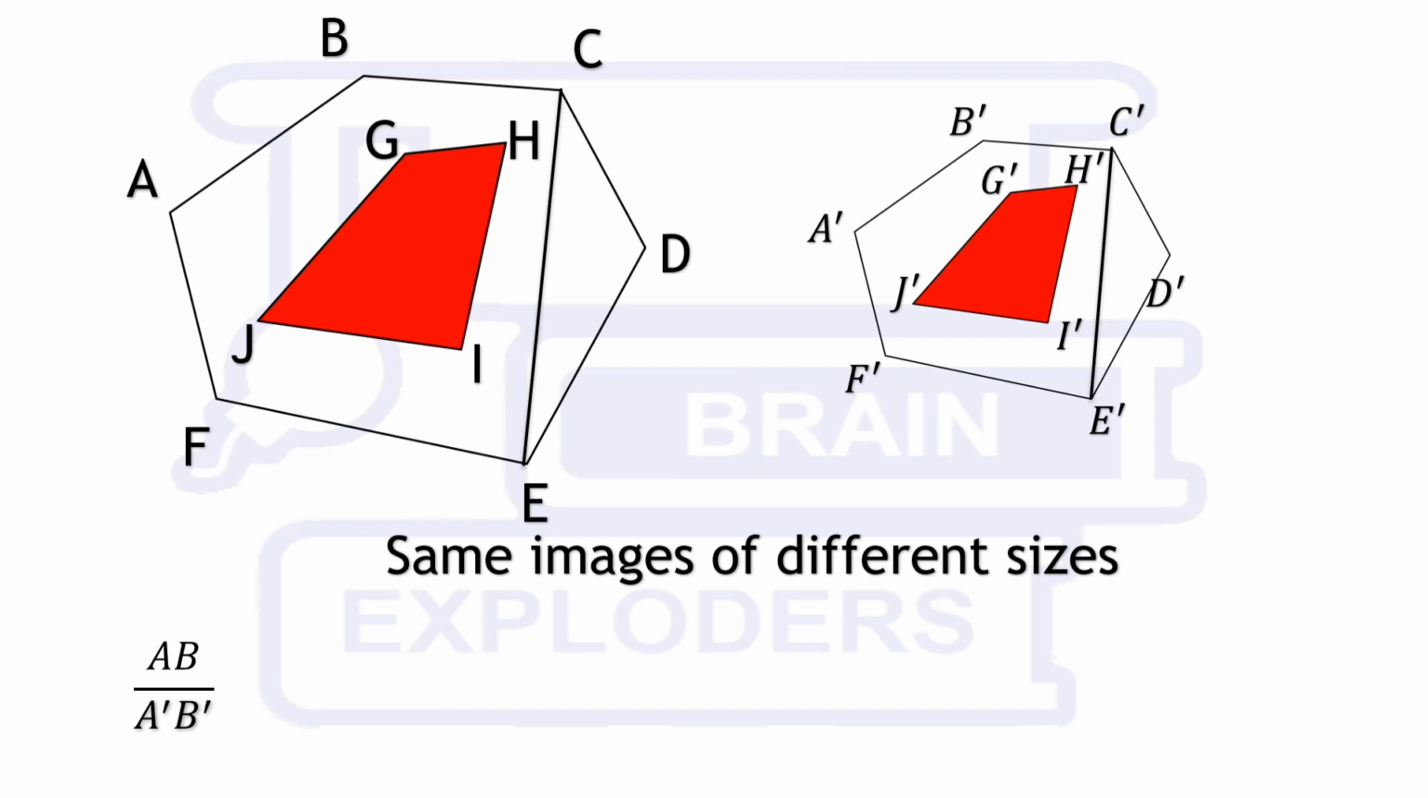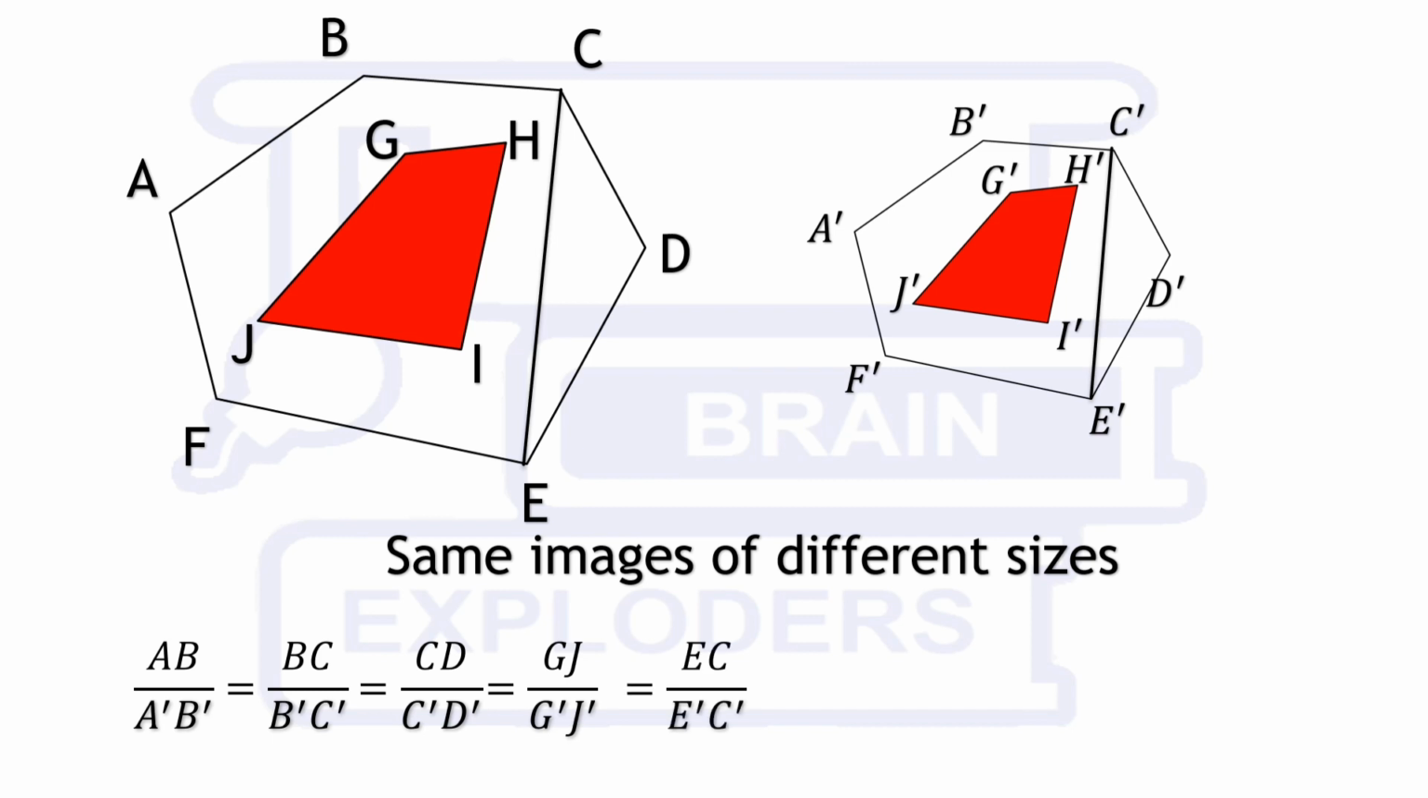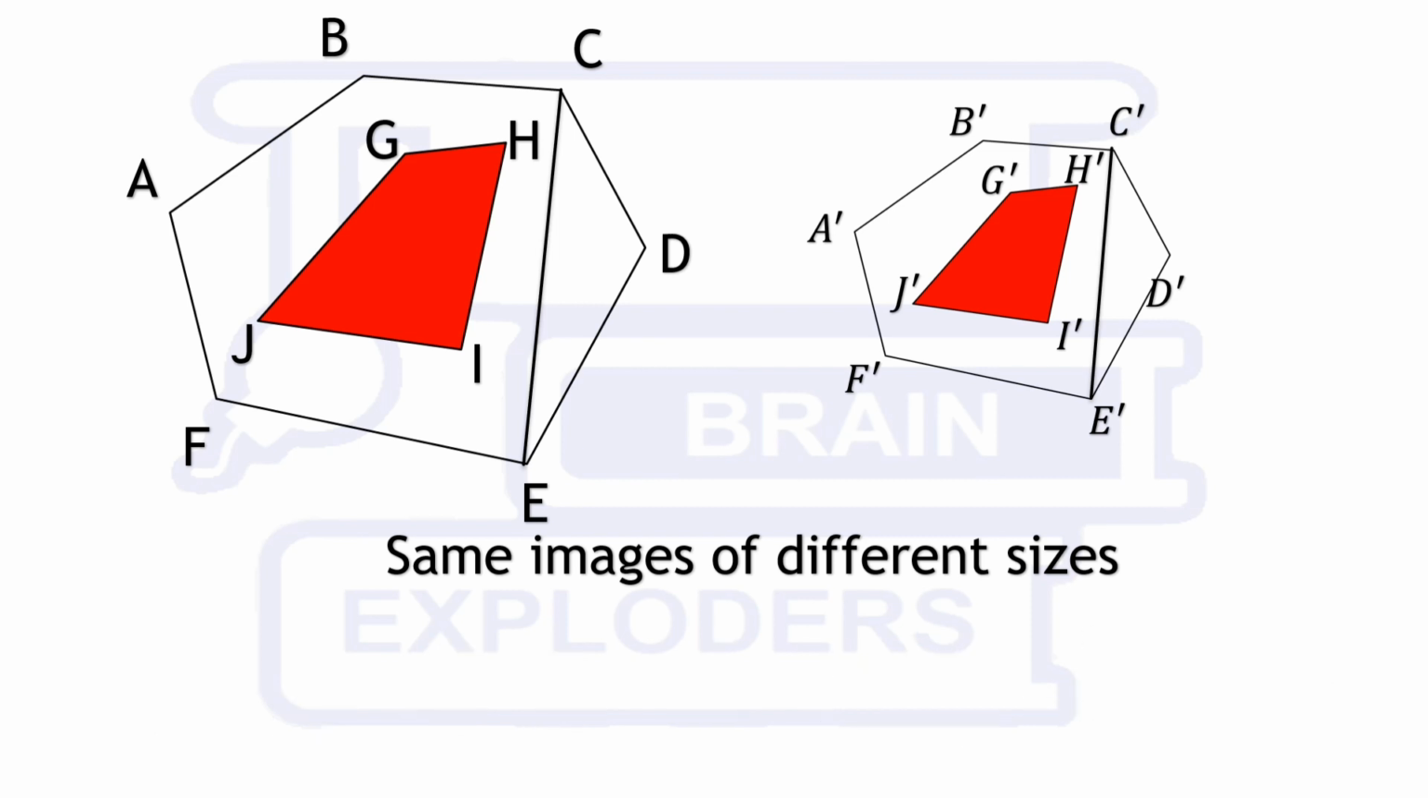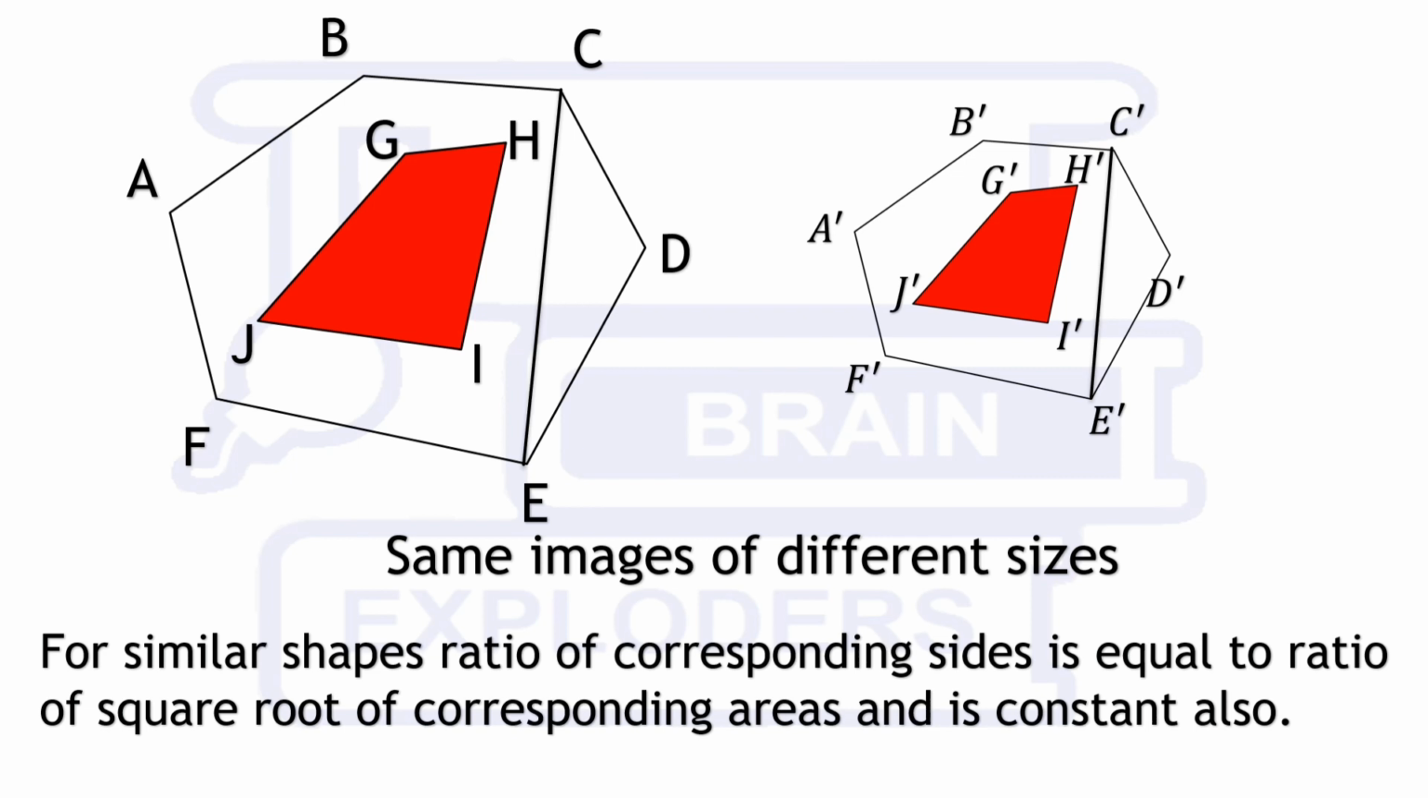Here AB over A dash B dash is equal to BC over B dash C dash is equal to CD over C dash D dash, and the ratio of any corresponding line segments will also be equal to these ratios, as well as the square roots of the ratio of corresponding areas. In one statement, we can write that for similar shapes, ratio of corresponding sides is equal to the ratio of square root of corresponding areas and is constant also.